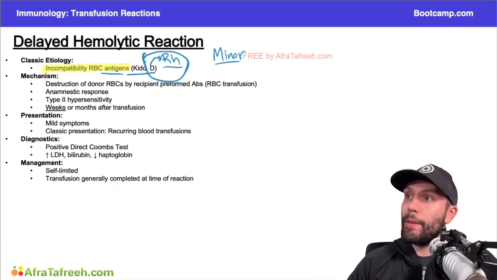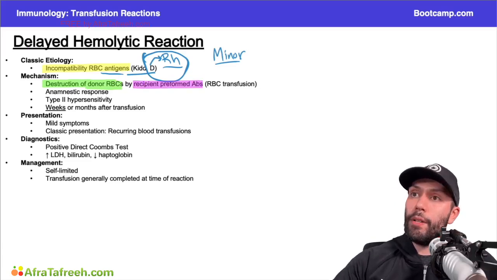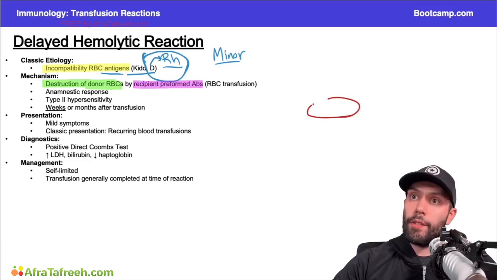Now, when we're talking about the mechanism, like we said, it's going to be very similar. Donor red blood cells are going to be destroyed, right? The person that's giving the blood, their red blood cells are going to be destroyed. Why are they destroyed? Well, the recipient is going to have preformed antibodies. Okay, so let me explain. So if I have a red blood cell here, okay, I'm going to take some red blood cell, and again, we're going to exclude the major antigens.